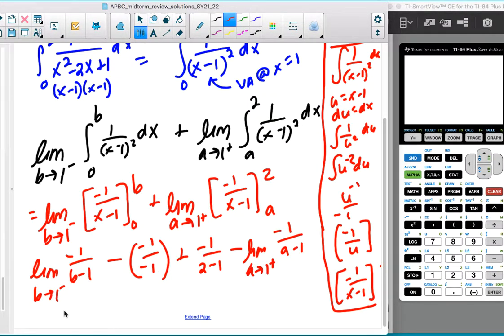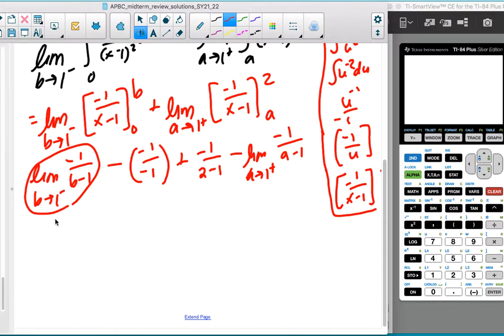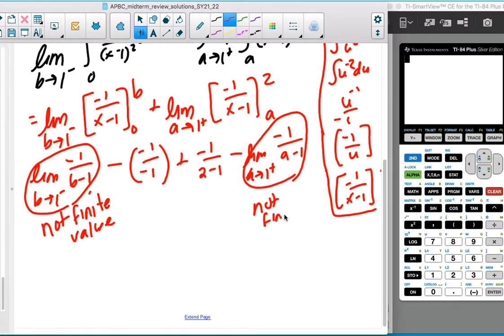Here's the problem. This is just not existent. This is not a finite value, and neither is this one. So the second you have an infinitely large value when you're evaluating an integral, that's it, you're done, it diverges. Even if your brain's like, oh, this infinite value minus this infinite value, nope, not the way it works. The second you throw in an infinite value, it's a problem. So this thing diverges.